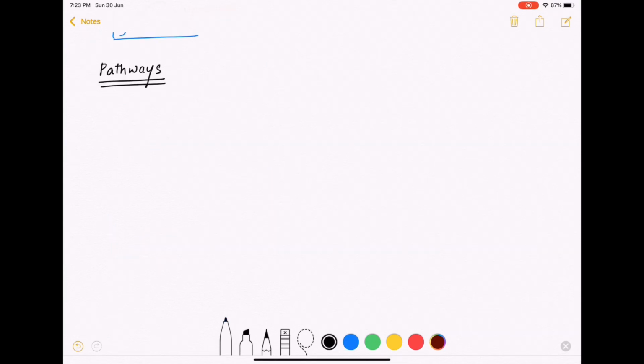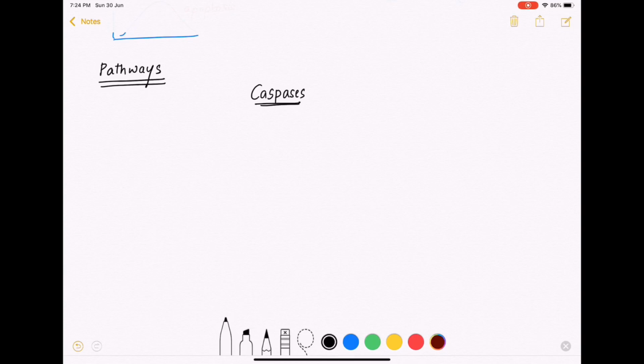Let's look at the pathways by which apoptosis occurs. We have the intrinsic pathway and the extrinsic pathway. At the end, both the pathways are coming and activating or increasing the activity of caspases.